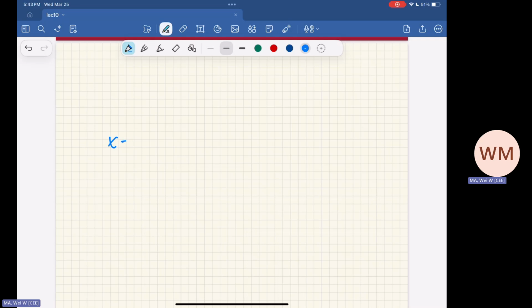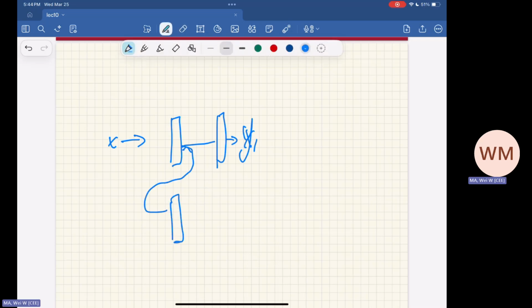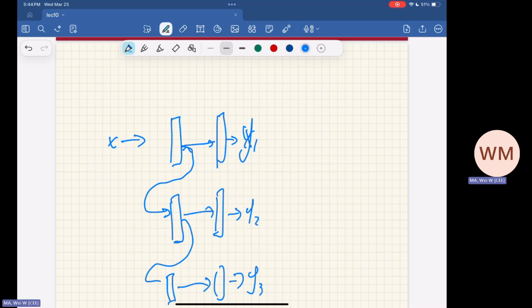So this is X input, right? I have a hidden layer. So this is my hidden layer. And for this hidden layer, I make it two parts. This I make it output, sorry, Y1. And at the same time, I put it to here. This is my hidden layer 2. And then hidden layer 2 gives you the second output, Y2. And then I put it here, and it gives you the third hidden layer, third output, Y3.